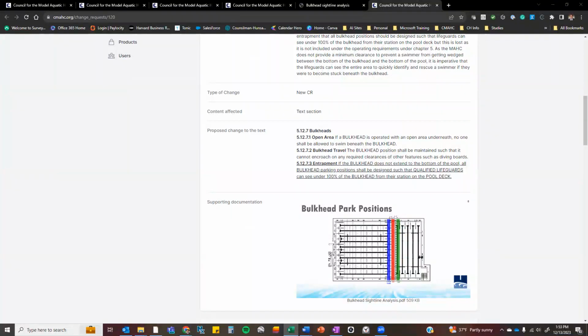I'm going to put that the TRC was in support of the CR with the intention, or with the understanding, that some language changes would need to occur, particularly the removal of the pool deck requirement.